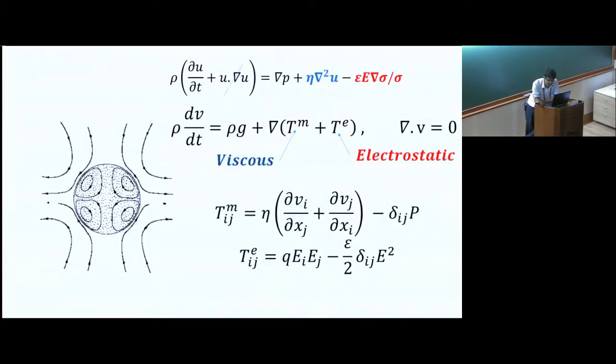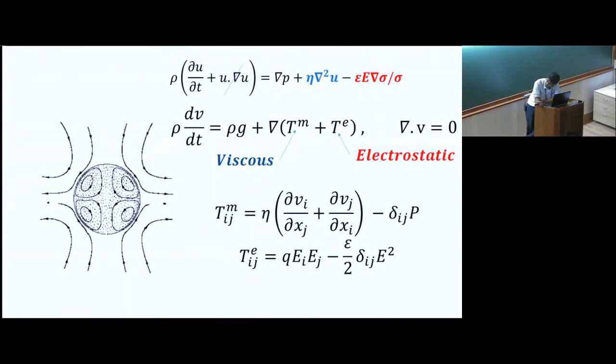You can write your Navier-Stokes equation, forget about the advective term up here. The first term is the pressure term, the second term is the shear stress term, and the last one is the body force term, which comes from the electric field. You rewrite it in this particular form. That's your stress tensor, which comes from the Maxwell stress tensor. This is your shear stress tensor, which comes from the viscosity of the fluid.